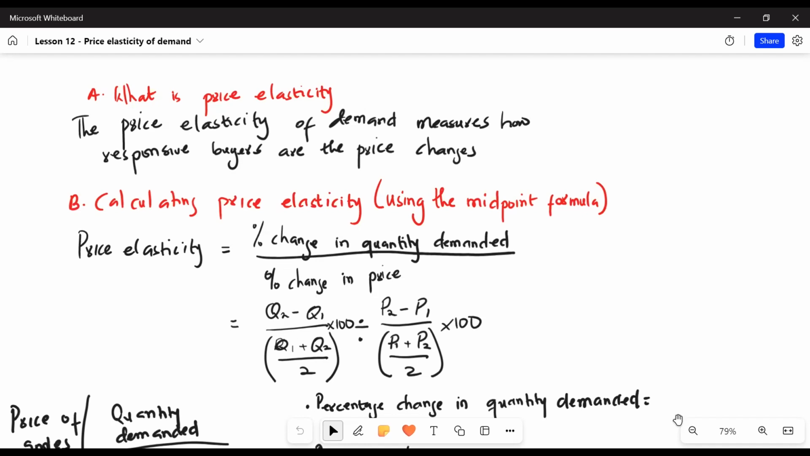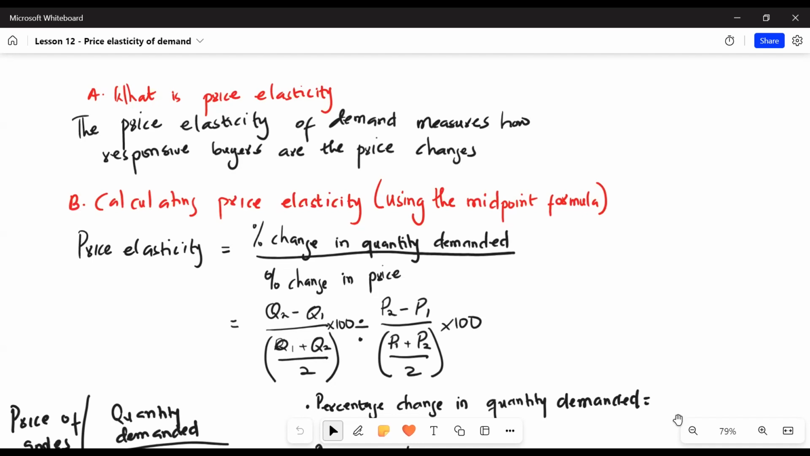Now, the price elasticity of demand measures how responsive buyers are to price changes. When you go into the market to buy apples and the price increases from 2 to 3, you might adjust your demand. Or if the price were to fall from 3 to 2, you adjust your demand. But by how much will you adjust your demand when the price changes? That is what price elasticity measures.